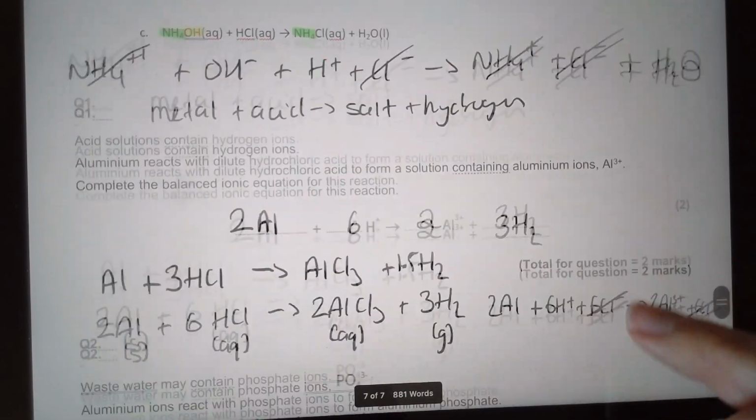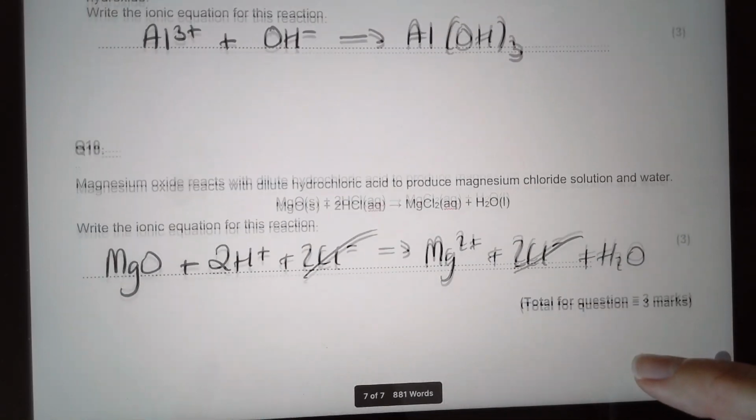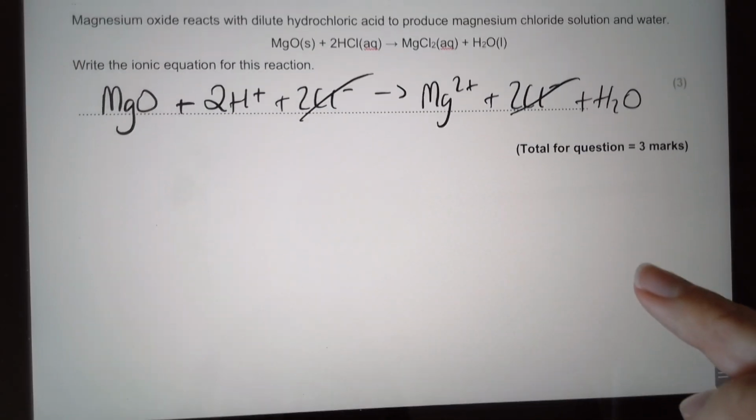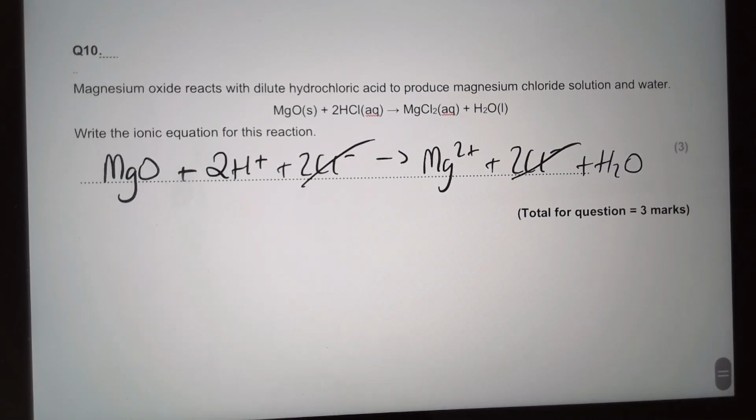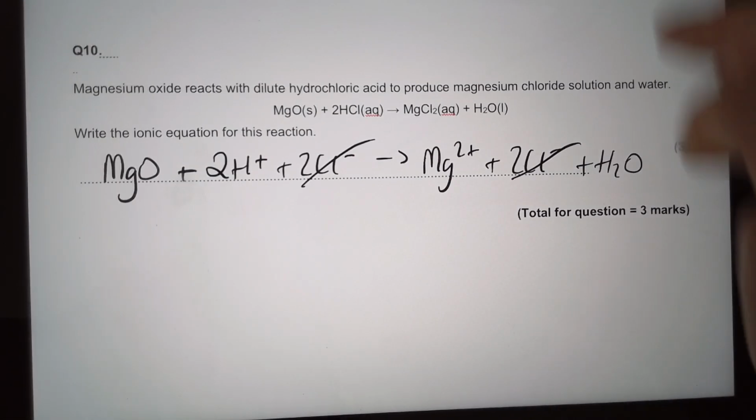They are all of the ionic equations that I could find, but they do ask one every year, and it is typically the question that's answered worst on the paper. So definitely something to practice.